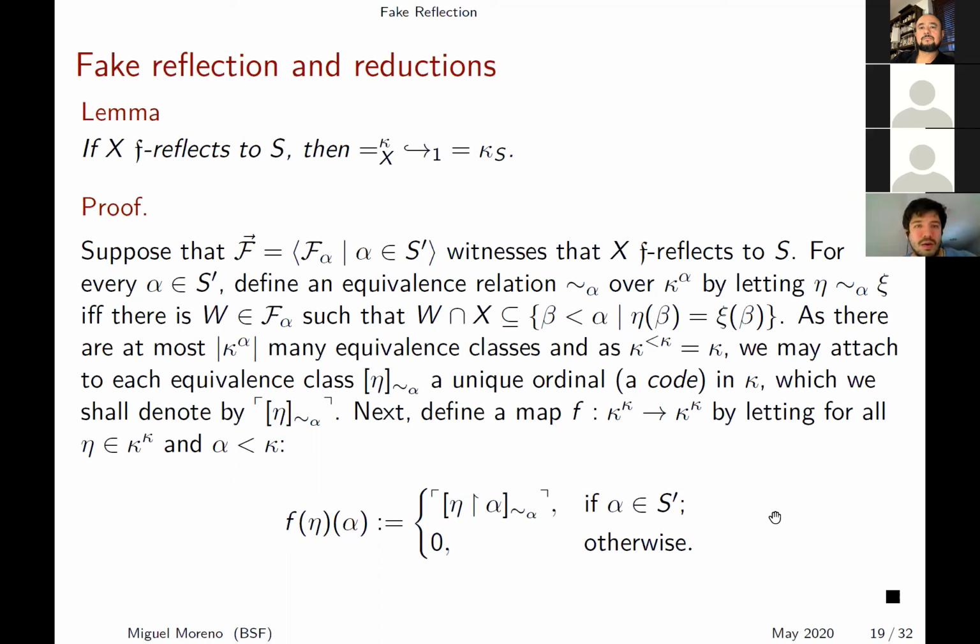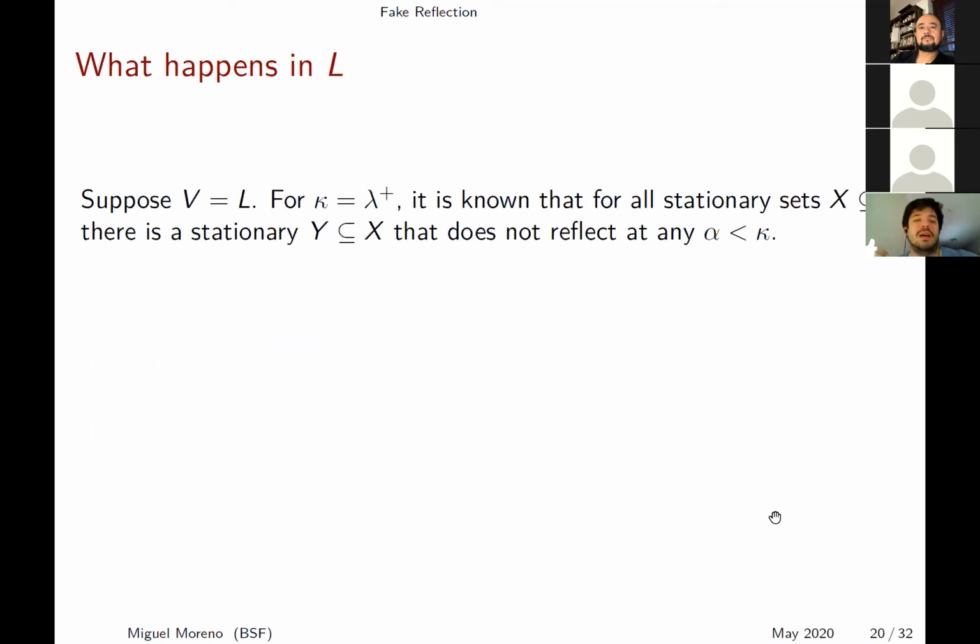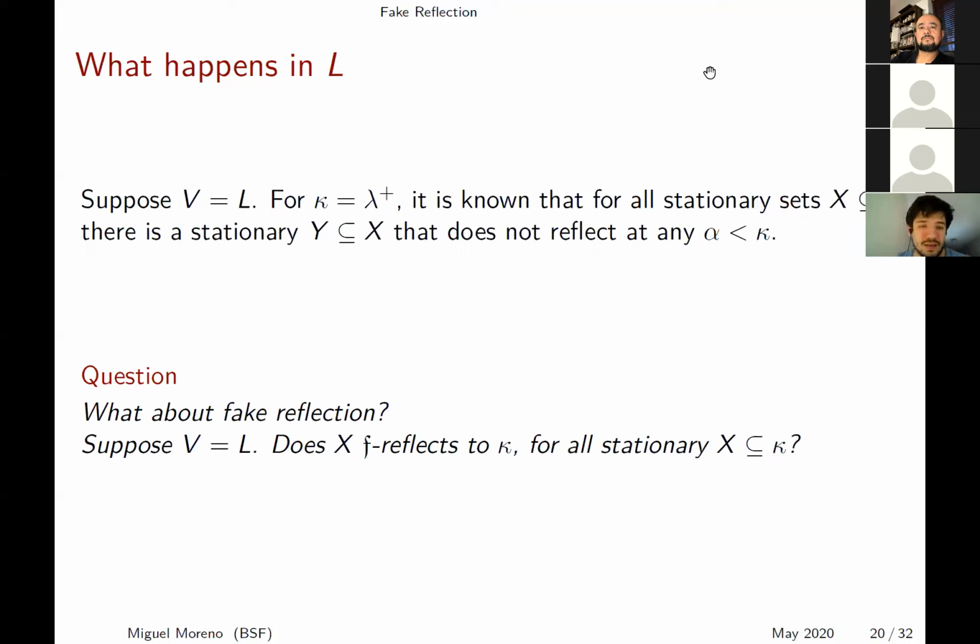Okay. So we know this. It indeed generalizes the result from stationary reflection. But now the question: what happens in L? So in L, we know that we have the reduction, but we don't have stationary reflection. We know you don't have stationary reflection in L, but you have the reduction in L, as we saw before. So what happens about filter reflection? Do we have filter reflection in L? That means, suppose V equals L, does F reflect to kappa for all stationary X subset of kappa? Can we show that in L?